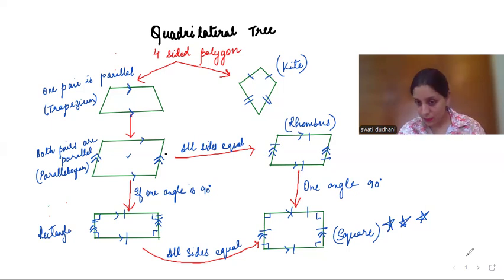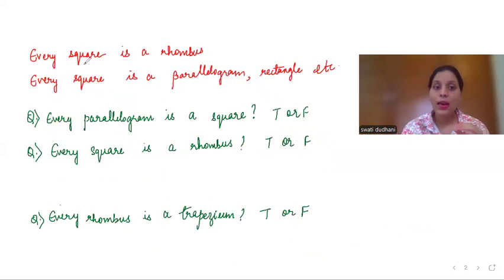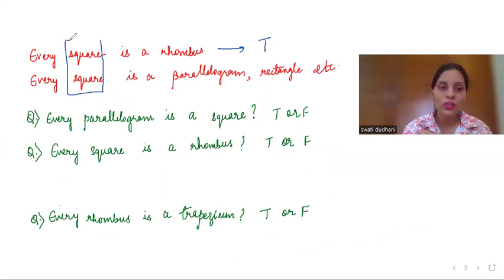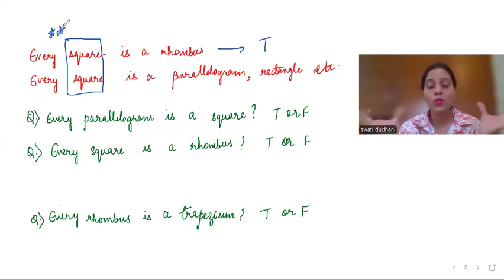Now let us see some questions of these. Every square is a rhombus. This is true. Every square is a parallelogram, rectangle, because it is a special quadrilateral. Square is a special quadrilateral and it inherits all the properties. Now, every parallelogram is a square. Is it true or false?